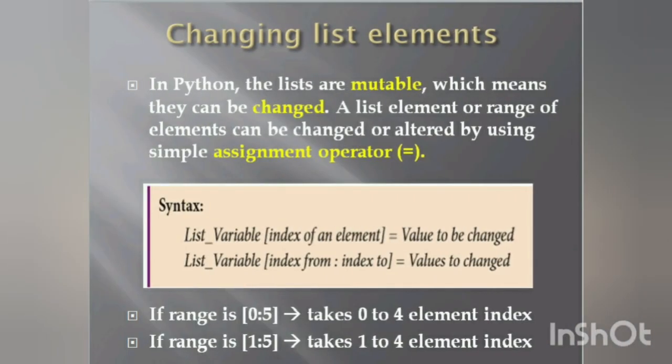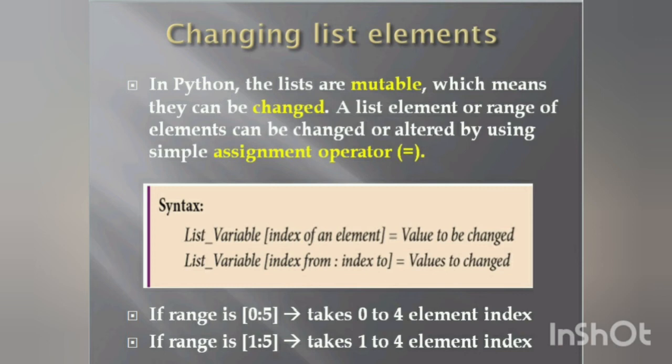Now we'll see how to change a list element. In Python, lists are mutable. Mutable means you can change or alter your list elements. A list element or a range of elements can be changed or altered by using the simple assignment operator, that is equal to. By using this assignment operator, you can change or alter the list elements. Now look at the syntax. Here you have two syntaxes. Suppose if you want to change only one element, you have to use the first syntax.